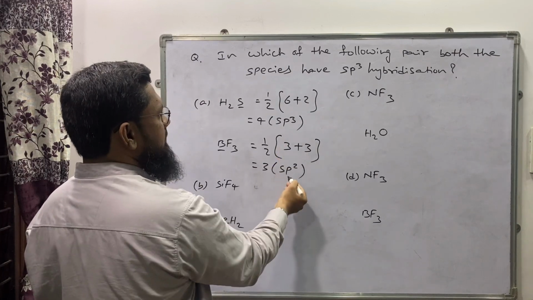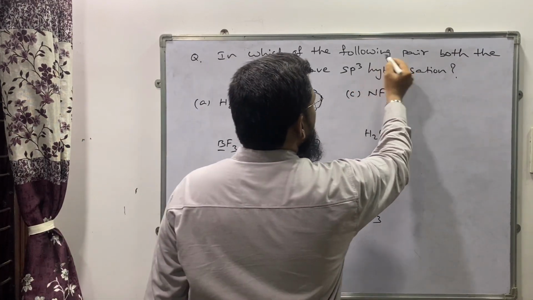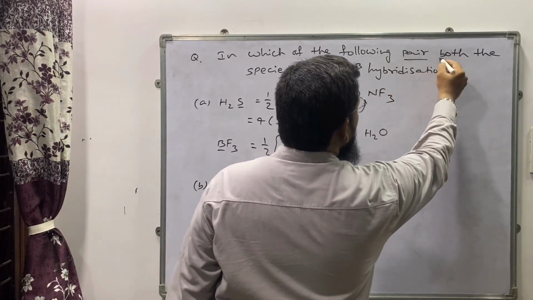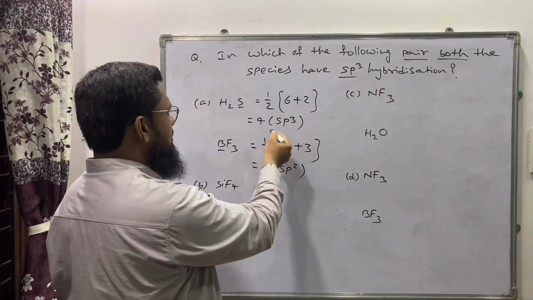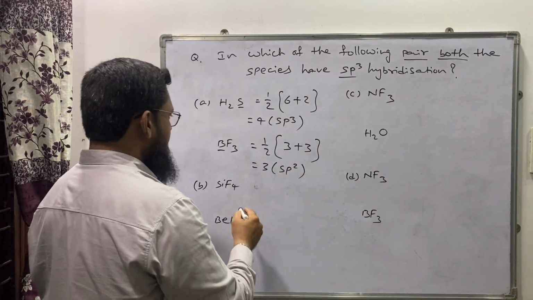sp3, sp2. So different. They are saying the pair both should have sp3. So both are different, so it is a wrong option. Let's see this particular option.